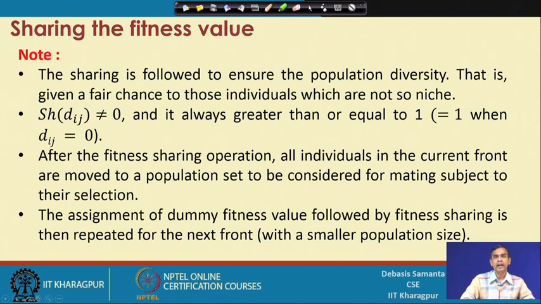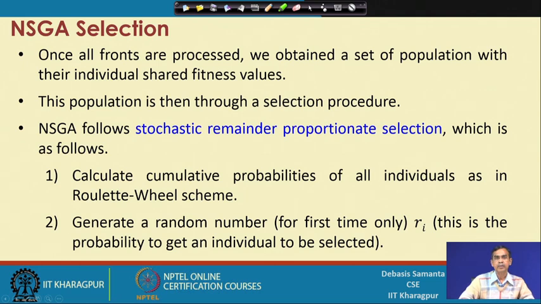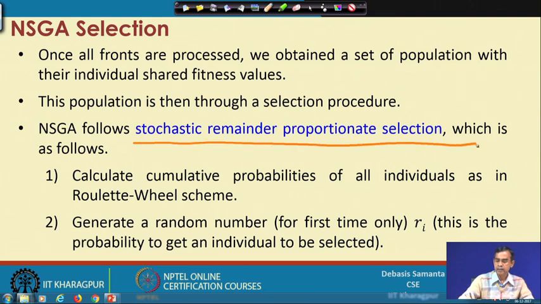This way you can learn how the solutions belonging to a particular front can share fitness, and then we can consider them for mating pool creation. Once that is done, we go for the selection procedure for the mating pool creation. For all the solutions on a particular front, we follow a method called the stochastic remainder proportionate selection technique, which is discussed here.